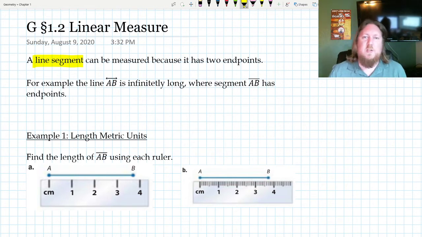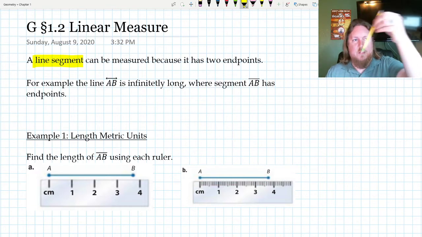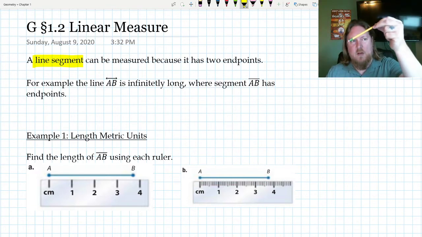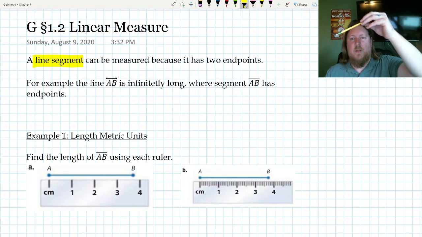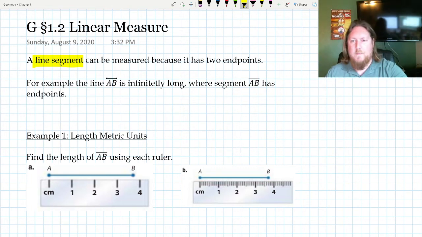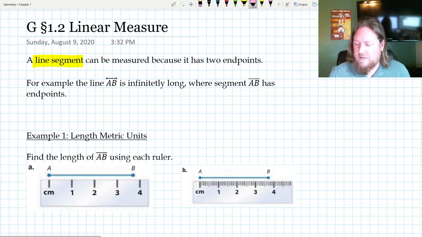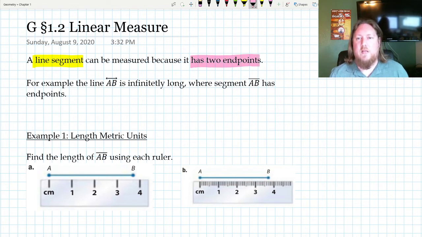Whatever units of measure you happen to be using: millimeters, inches, feet. I mean, technically you could measure this pencil in miles. It wouldn't be a very nice or useful number. Usually you'd measure it in inches and then have fractions of an inch, maybe millimeters if you want to be really accurate. But the big thing here is it has two endpoints, and that's how we name it.